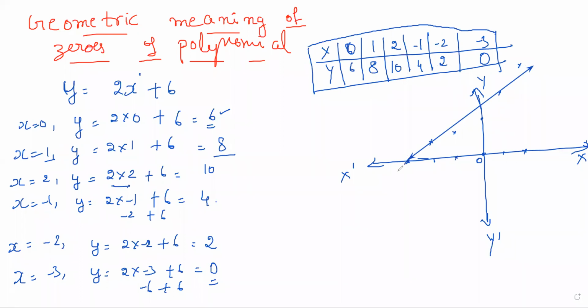Okay, see, we get the straight line like this, children. See, always for a linear equation, we get a straight line only. Not for all polynomials. I'm telling only for the linear polynomial. For a linear polynomial, the graph will always be a straight line.